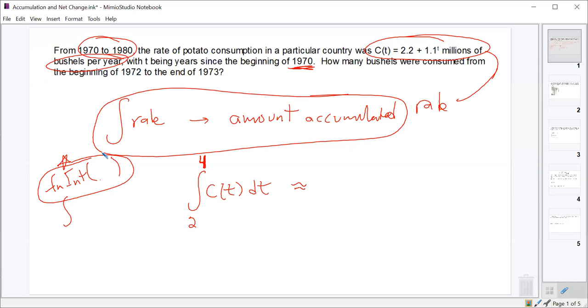And if yours just pops up still saying FNINT, what you need to do is first type the function. So you'll type 2.2 plus 1.1 to the x. And I'll write it down here, FNINT. This is exactly what you should type. 2.2 plus 1.1 to the t, or to the x, comma, x, comma, lower limit, comma, upper limit, close your parentheses. And what do you guys get for that integral?